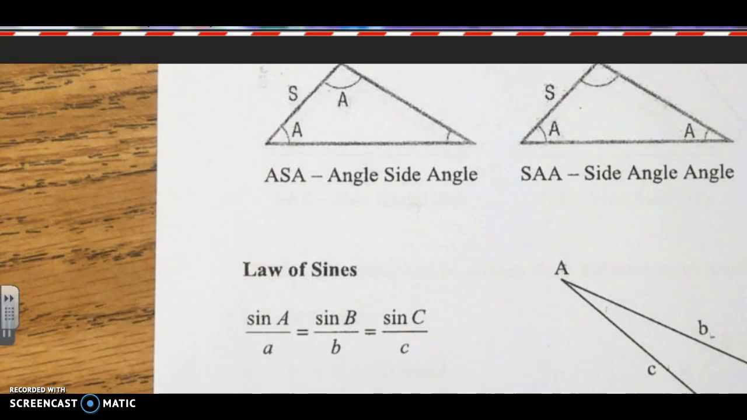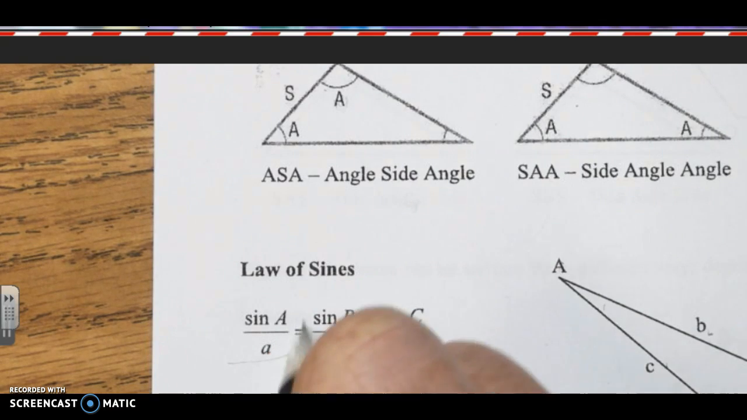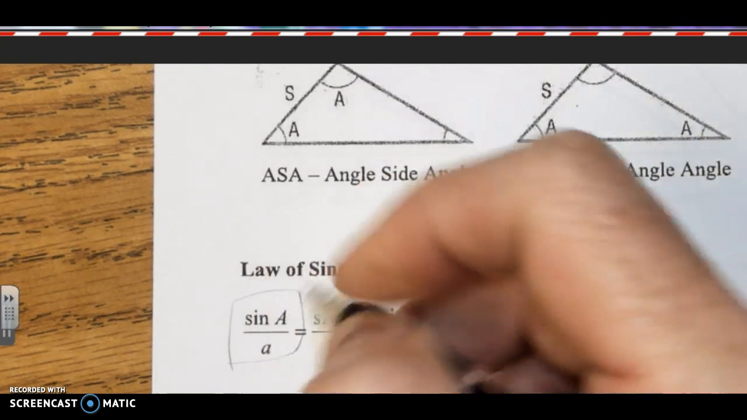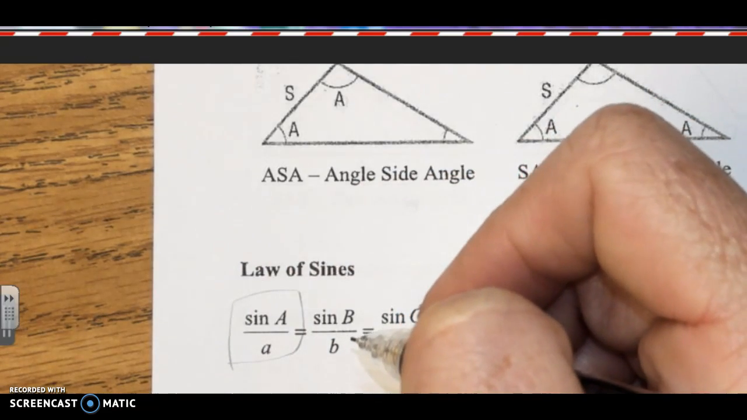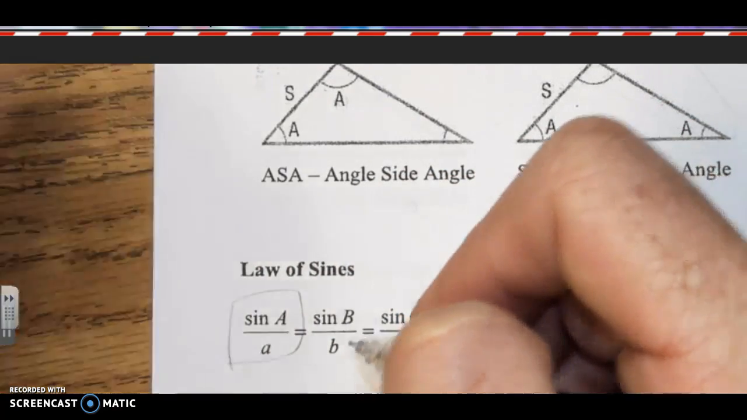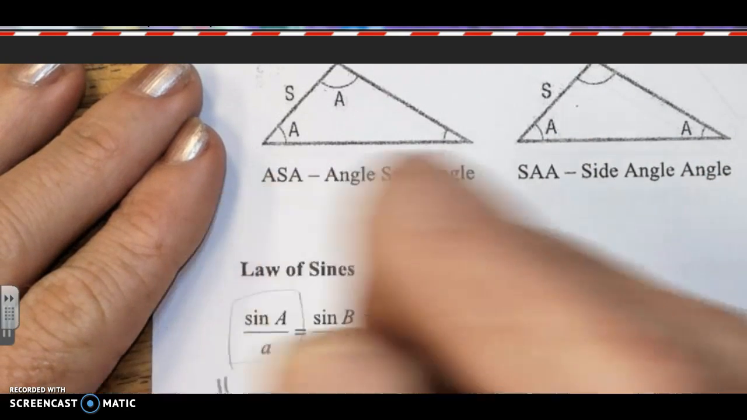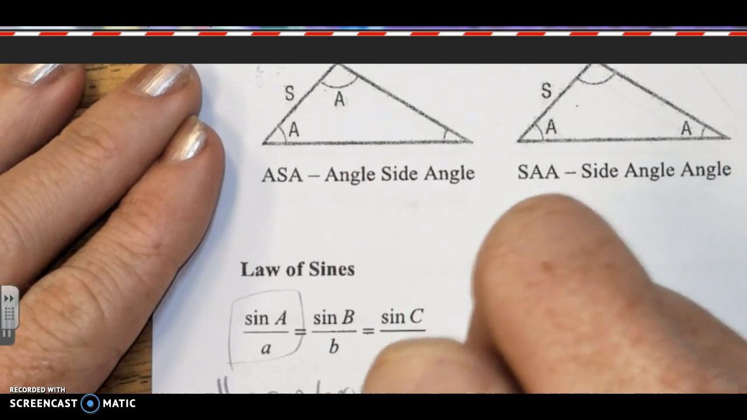You can use law of sines if you have one of these pairs that you already know. You can think of it as if you were doing a science experiment, it's your control group. You know that proportion, or you can calculate it.